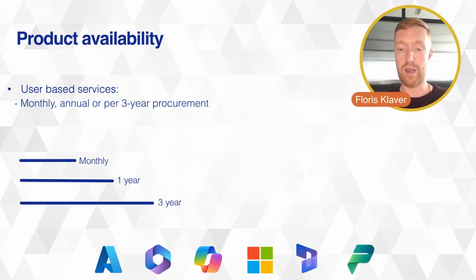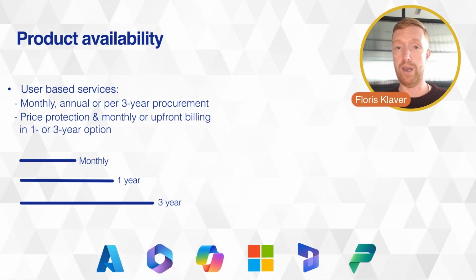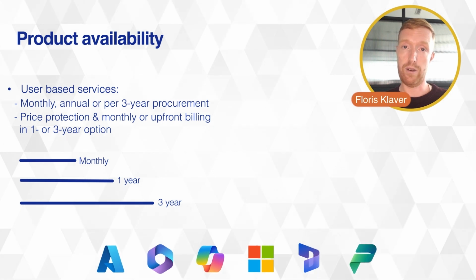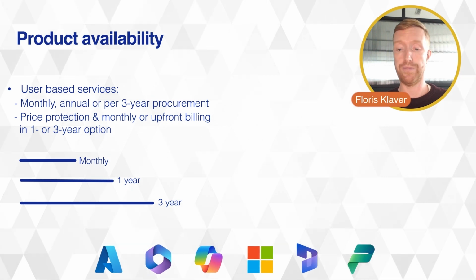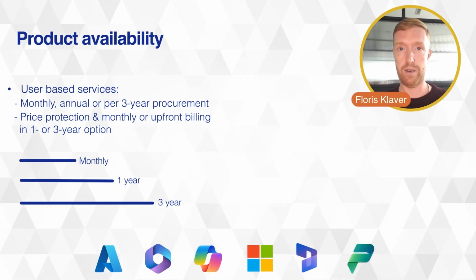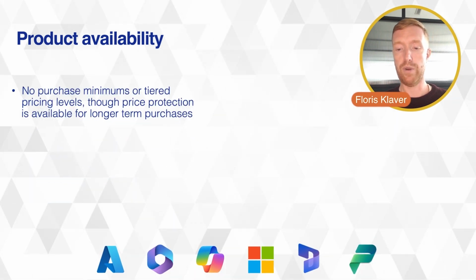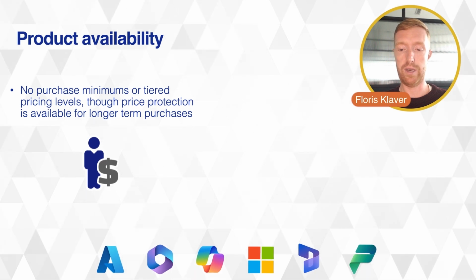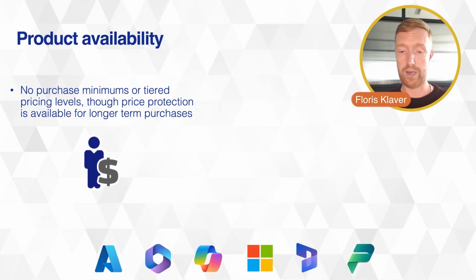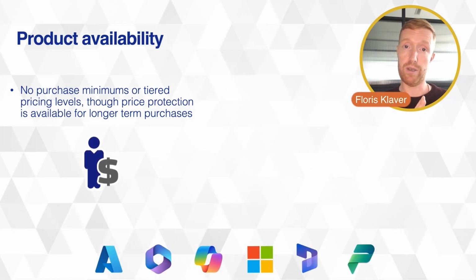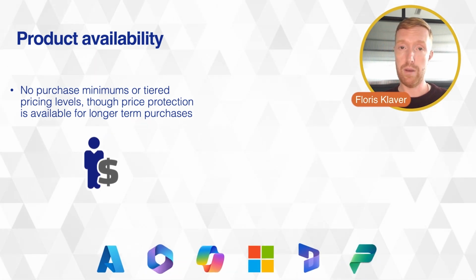The 1 or 3-year options allow for price protection throughout that period of time and for upfront or monthly billing. So you can choose to lock in your licenses for a 1-year term, but you can still pay for those on a monthly basis if you want to. You can also immediately pay that entire yearly fee from the get-go. There's no purchase minimums or tiered pricing levels, though price protection is available if you purchase for a longer period of time. The reason I want to call this out is because in the enterprise agreement, you might be used to level A, B, C, and D. That's no longer available in the MCA-E.